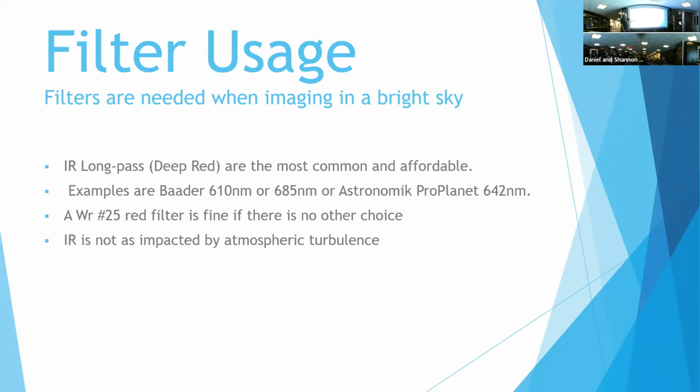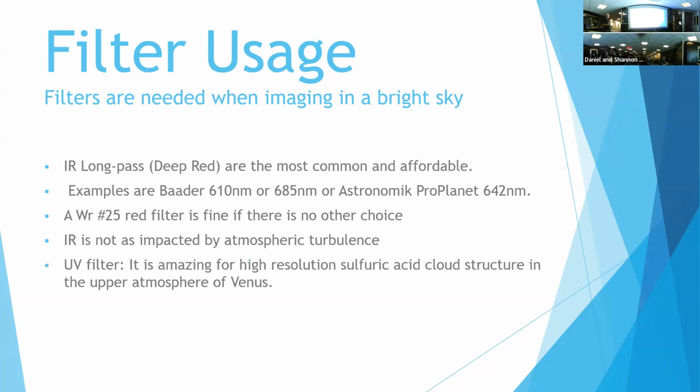Infrared is not as impacted by the atmospheric turbulence. Well, that's very good because it helps to compensate for the seeing conditions. So if the seeing is below average, the red filter helps to compensate, so you get better imaging. It's not as effective when using other types of filters, and if you get bad seeing, the image won't come out good. But the infrared is able to penetrate through much of the atmosphere and compensate for the seeing conditions. So that's very good to use.